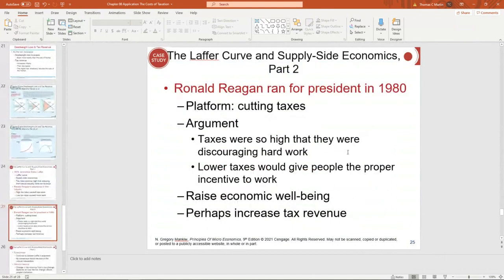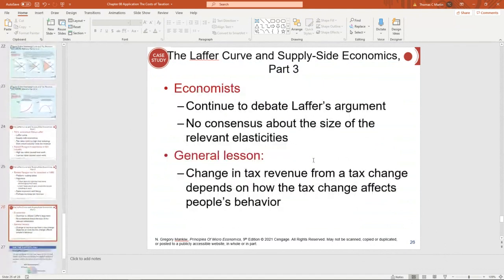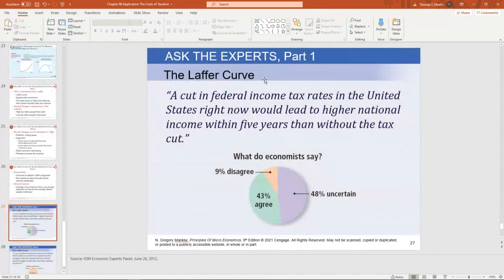Now here they show the Laffer curve and how it was set up. A cut in federal income taxes in the United States right now would lead to higher national income within 5 years than without the tax cut. 43% agree. That means they believe that we're on the right-hand side of the Laffer curve. 48% say, I don't know, it could go either way. So they don't really know if we're left or right. And you have the 9% that absolutely disagree. That means they're perceiving we're on the left-hand side of that curve.